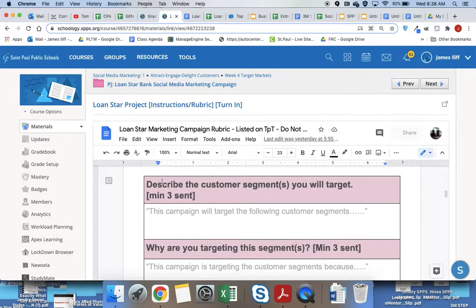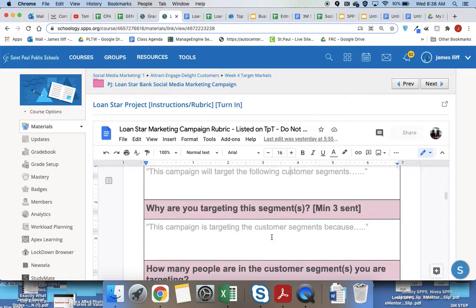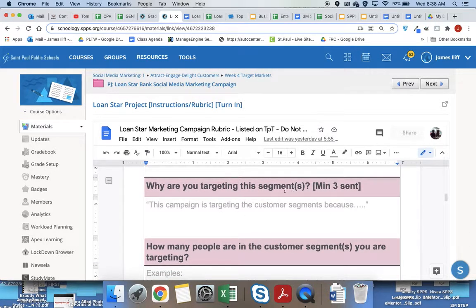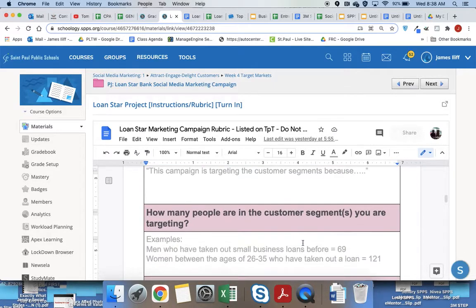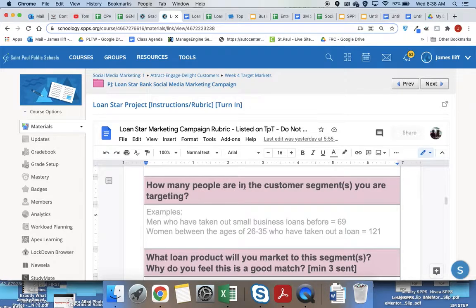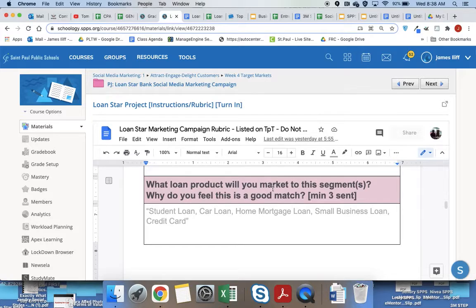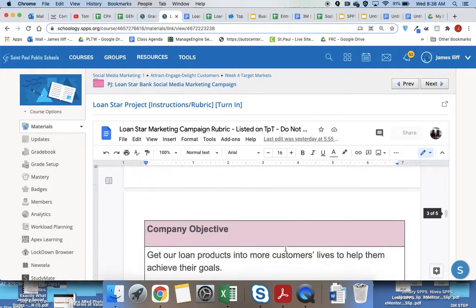But look under here. I'm going to want you to fill in some information. Describe the customer segment you will target, and I've given you an example sentence start: This campaign will target the following customer segments. Why are you targeting this customer segment? This campaign is targeting this customer segment because. How many people are in the customer segments you're targeting? What loan product will you market to this segment or segments? You could do multiple. Why do you feel this is a good match?